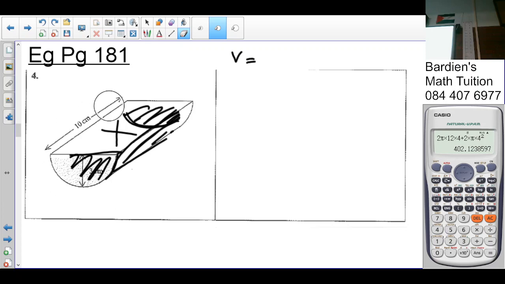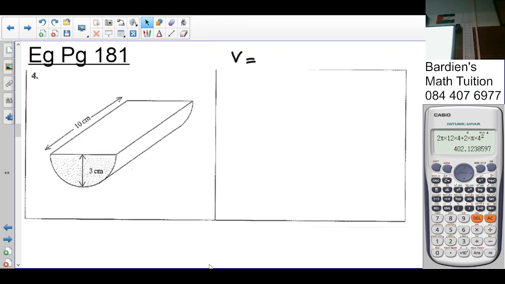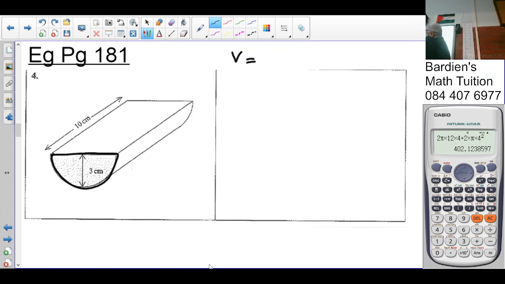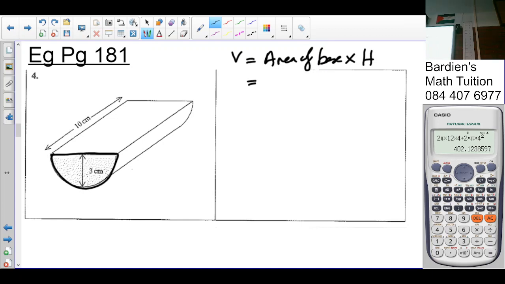So how do you calculate the volume? We're going to consider this to be the base. Area of base times height. So what type of shape is this base? It's a semicircle. How do you calculate the area of a circle? Pi r squared. Okay? So if it's a semicircle, what do we do? Divide by 2. So it's half pi r squared, or pi r squared divided by 2, which is the same thing. You all understand? Times the height of this object.